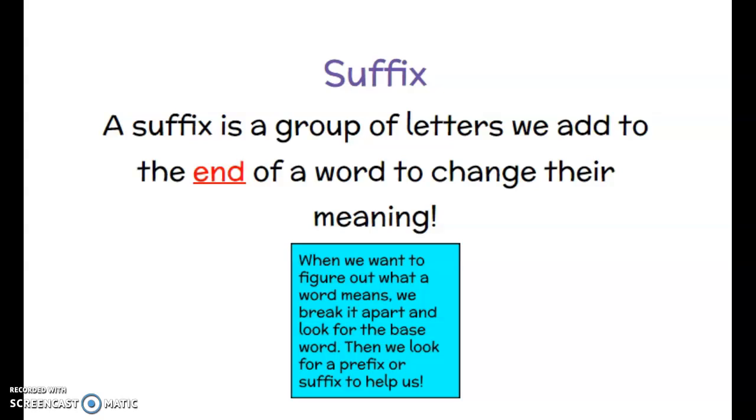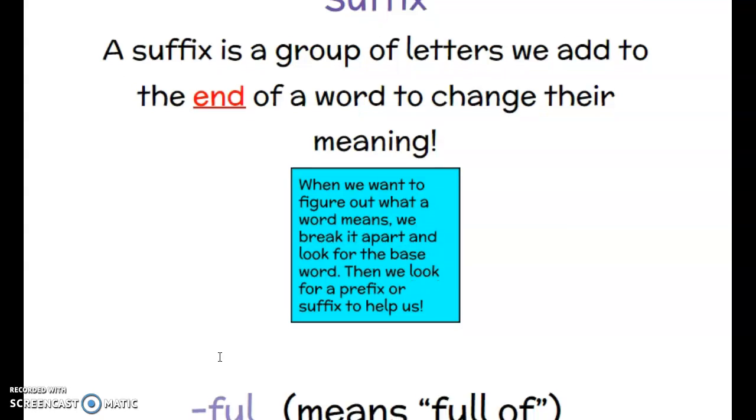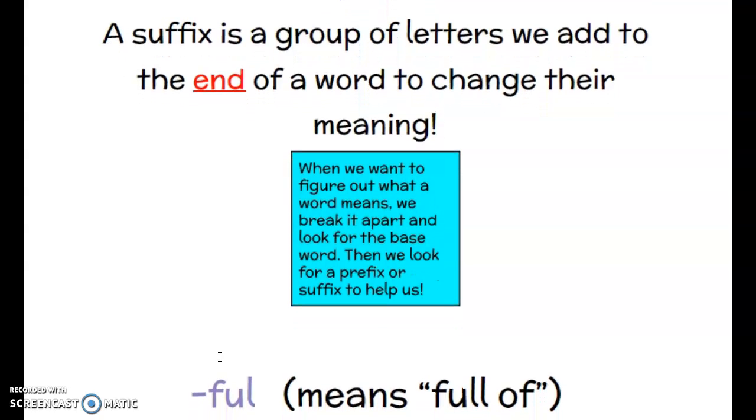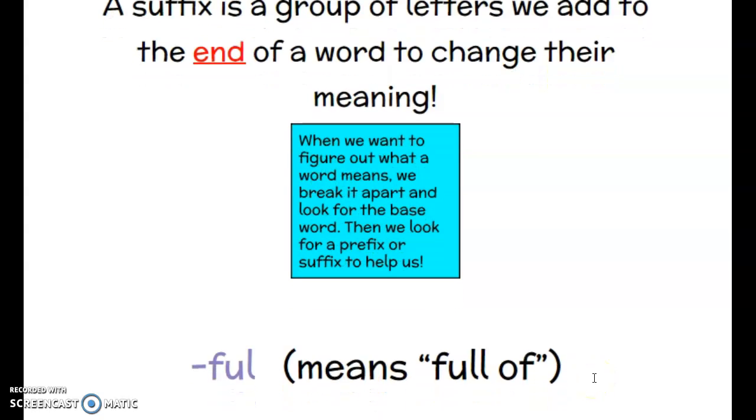So when we want to figure out what a word means, we break it apart and look for the base word. Then we look for the prefix or suffix to help us. So today we're going to learn about the suffix. One example of a suffix is the suffix full. Now we'll often see this at the end of a word because it's a suffix. And full means full of. That one's probably a really simple one to remember.